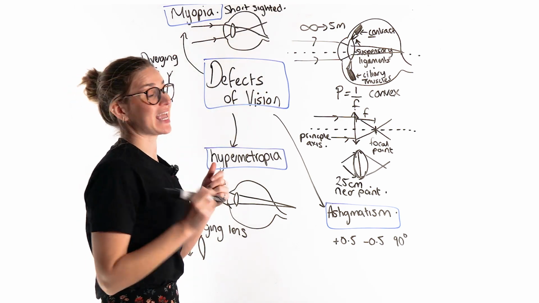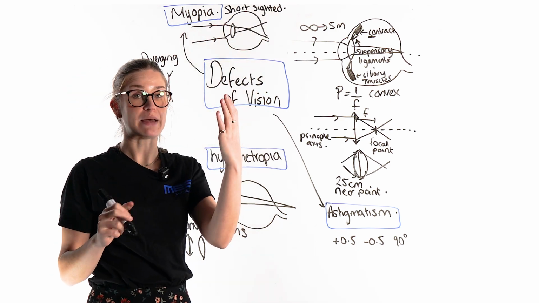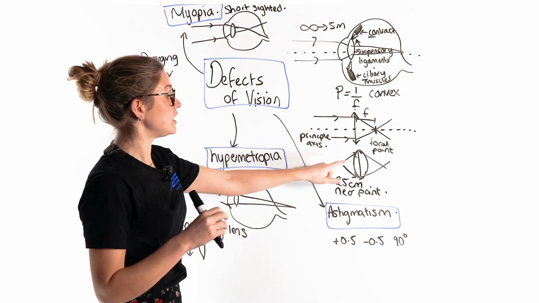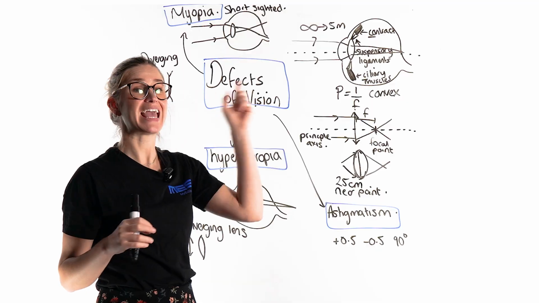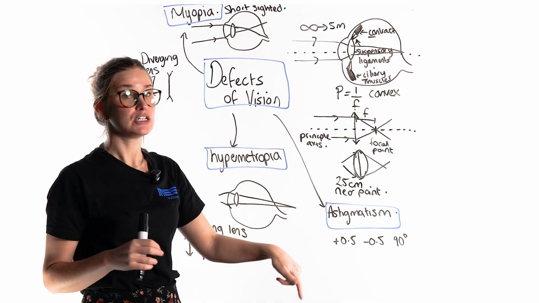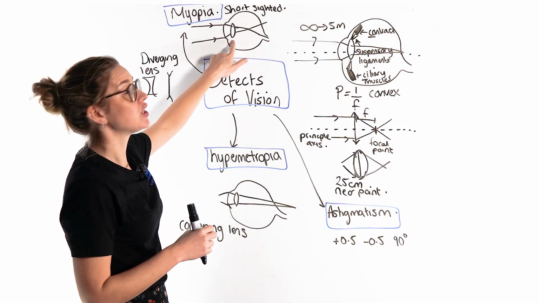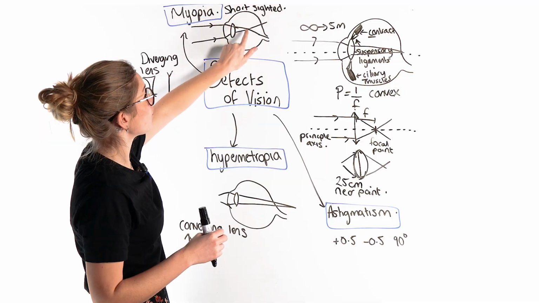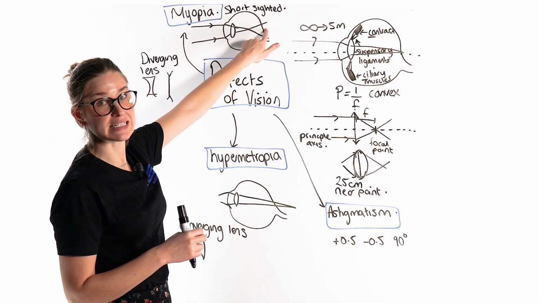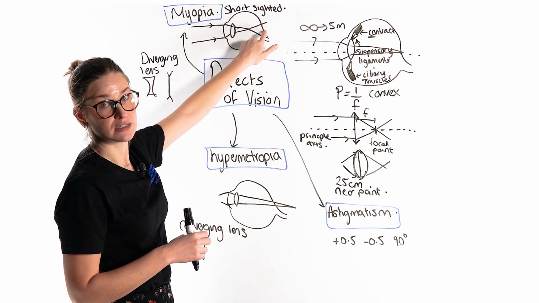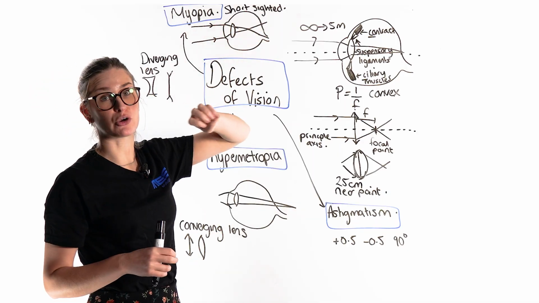So what that means is they can see things that are really close to them, right? Their lens is really powerful, okay? But they can't see things far away. It's because their lens was too powerful. The lens refracts those rays of light way before it hits that retina, way before that fovea. So that's why things look really blurry.